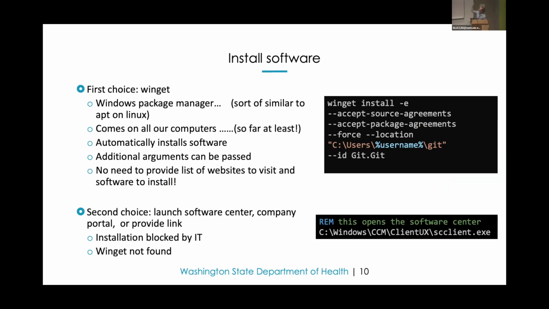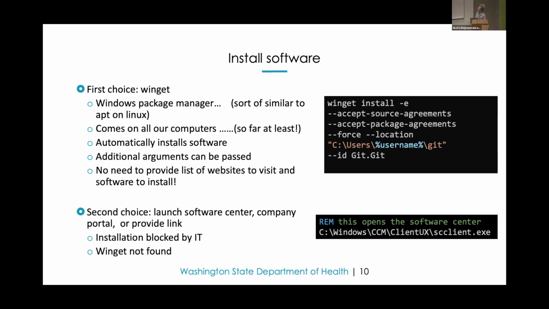You can add arguments to the command. You can force a location, which is really helpful for us because then we know exactly where to look for the software we'll be using later. The last argument is the ID argument, which is where you specify which actual software you want to install. And the top arguments, the accept source agreement ones, are basically to bypass any pop-up windows that might come up. That's the first choice.